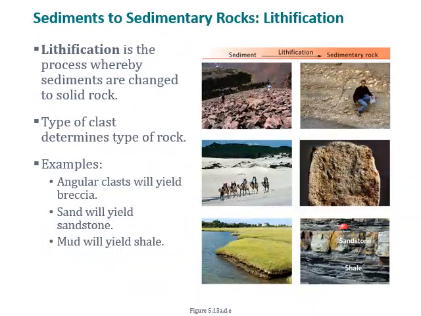After these sediments are deposited in a certain environment, it's important that they get buried by other sediments and then lithified. Lithification is the process whereby sediments are changed to solid rock, and that's a result of increased heat and pressure as the rocks become buried deeper under other sediments. So here we have pictures of sediments and what these sediments would look like if they were immediately altered to sedimentary rock based on similar compositions.